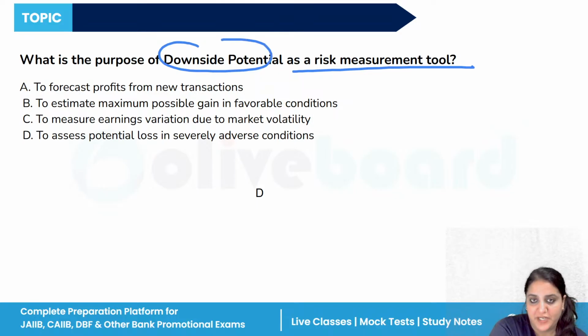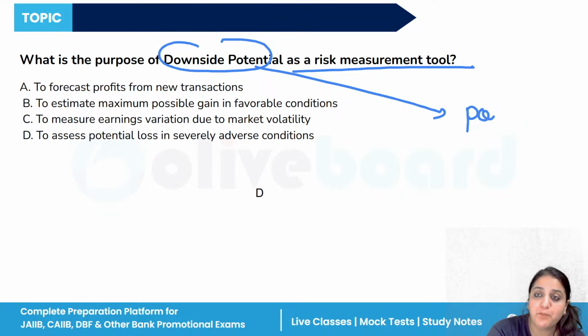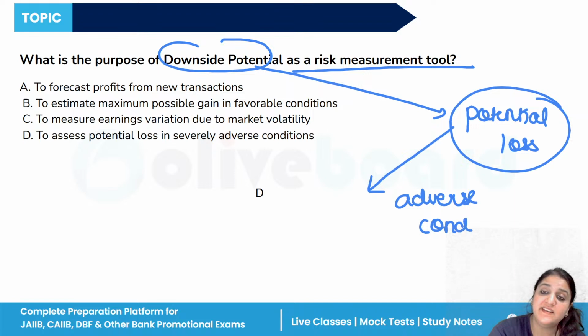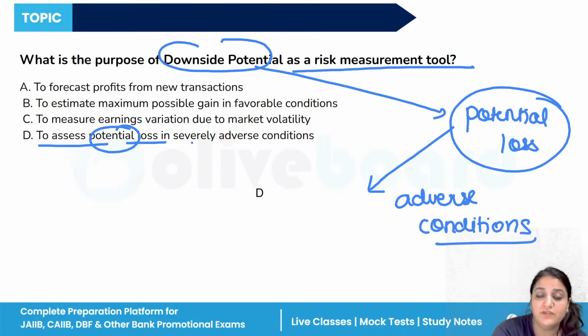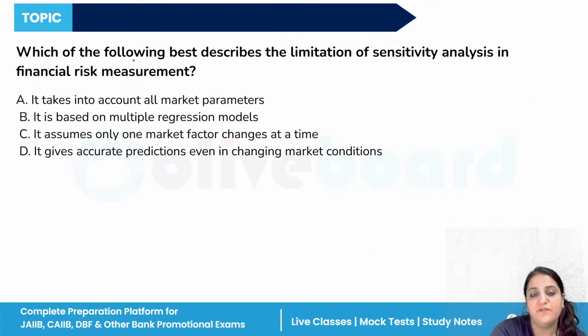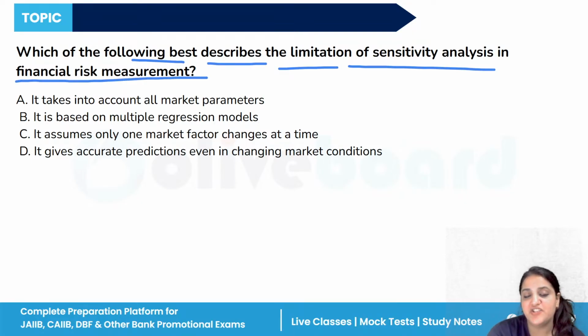Downside potential is the concept that assesses all the potential loss, all the extreme type of loss that will occur in adverse conditions, severely adverse conditions. So assessing the potential loss in the severely adverse condition is the purpose of the downside potential at risk measurement tool. Which of the following best describes the limitation of sensitivity analysis in financial risk measurement?